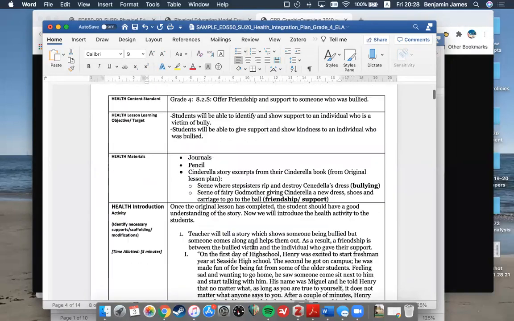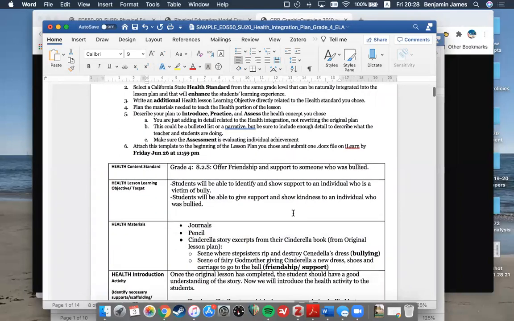So this teacher did a really great job of thinking, okay, well, we're looking at the story of Cinderella or Cinderelli. It's like a spoof on the story. And they're talking about heroes and villains. Okay, what standard can I really hit with that? And they looked at the grade 4 standards and they found, okay, there's this great one here: offer friendship and support to someone who's bullied. So obviously this teacher was thinking about the content of the story and what are the topics that might come up in that discussion of heroes and villains and of Cinderella.